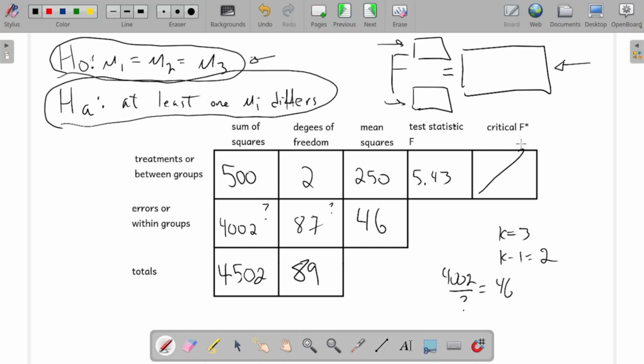Well, that's what's going to go up here. We have 2 degrees of freedom in this cell. We have 87 degrees of freedom here. And over here, we have 5.43. And that's all you have to do for this style of analysis of variance question. This ends this video.